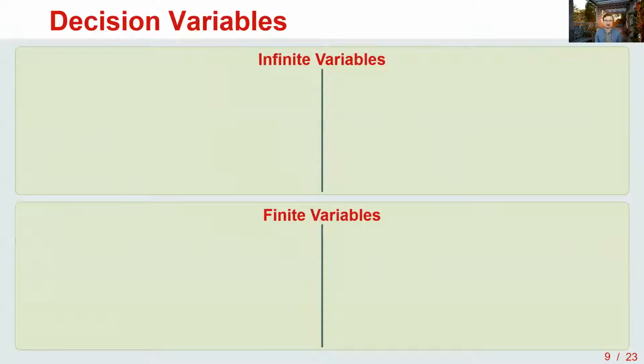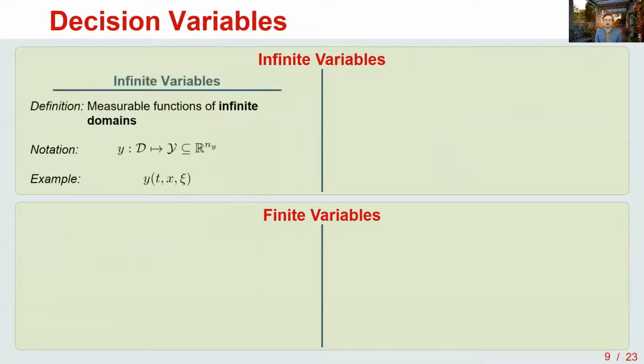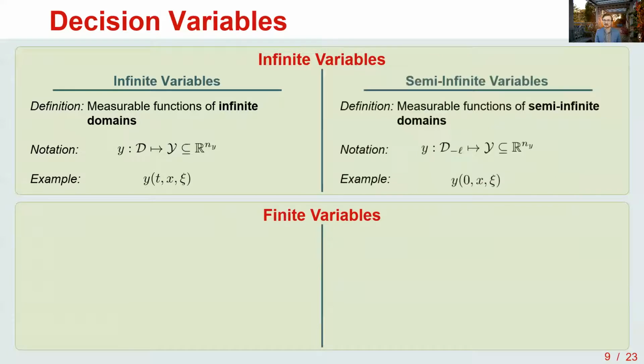So then we can think about decision variables. And first we have infinite variables, which are measurable functions that take as input a particular infinite domain and map it to the domain of the variable. So we could think of, for example, a variable y depending on time, spatial position, and uncertainty. We could then define semi-infinite variables, which are also measurable functions where a portion of the infinite domain has been evaluated or collapsed. So as exemplified here with this y being defined at time 0.